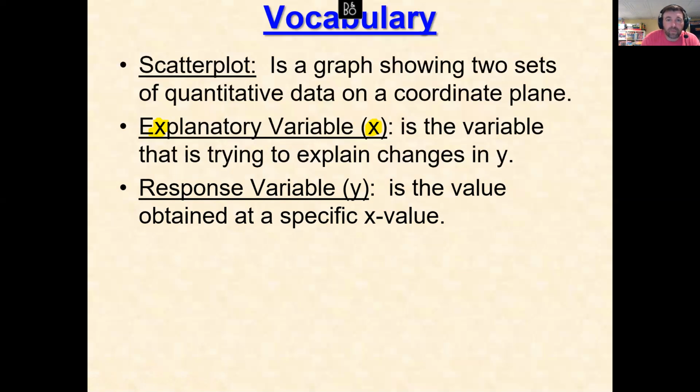Okay, so the reason these names exist is because we're saying X is explaining the response that we get. X is explaining whatever that output is. So hours worked explains money made, the response variable. That would just be one example. Okay, so explanatory is the X, response is the Y. Not that big of a deal, but if you see those terms somewhere, I just want you to be familiar. Explanatory X, response Y.